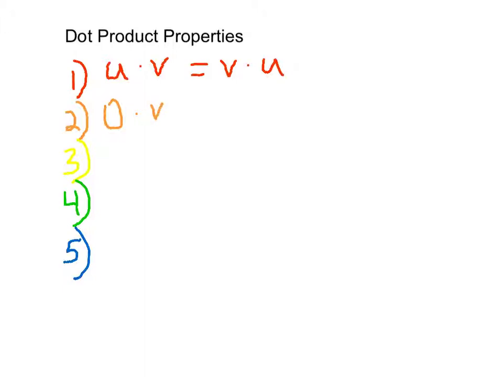If I have a zero vector where the vector is actually 0, 0, and I multiply that times any other vector, well then 0 sub 1 times v sub 1 is going to be 0. And 0 sub 2 times v sub 2 is also going to be 0, so the sum of two zeros is 0.